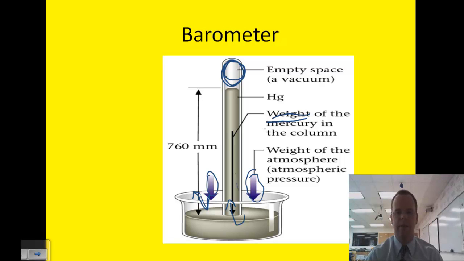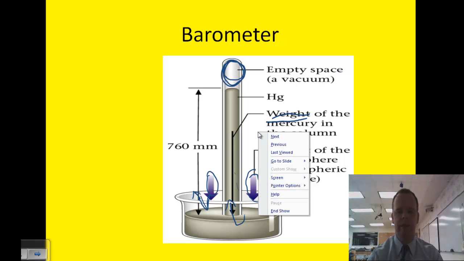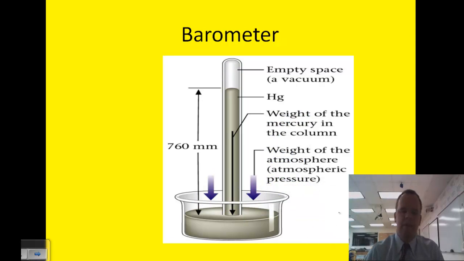The mercury column is being pushed down by the force of gravity. So we have the force of gravity pushing down on the mercury column, and we have the air from the atmosphere pushing up on the column, causing the column to be forced up. They reach an equilibrium, a balance, so that the height of that mercury column can be determined. Standard pressure of the atmosphere at sea level causes this mercury to go up 760 millimeters.